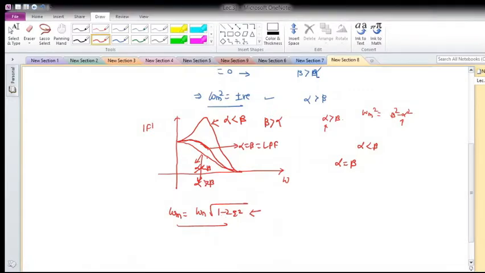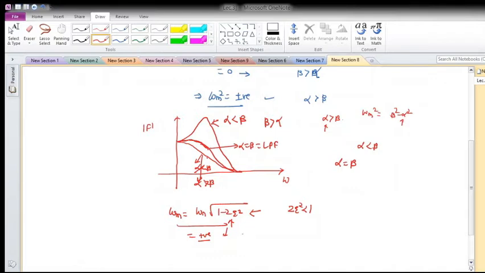Based on the value of zeta, what will be the value of omega m? Look carefully. When 2 zeta square is less than 1, then only I'll get omega m as positive. Here also, I can derive 3 conditions.